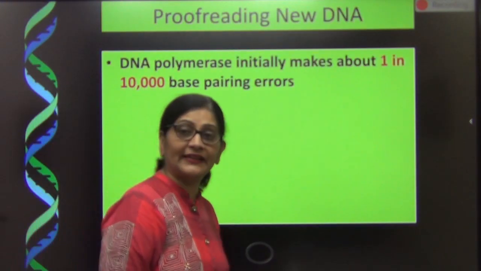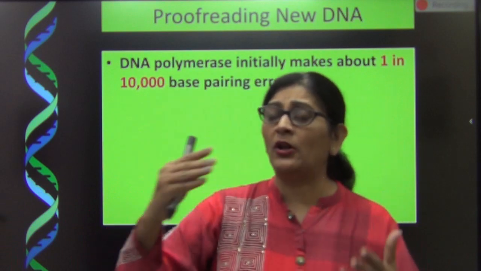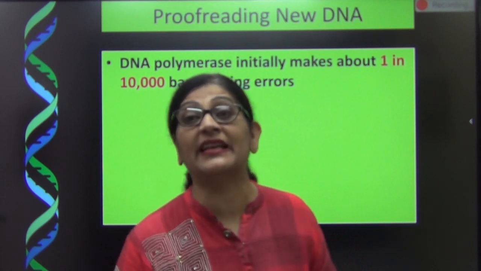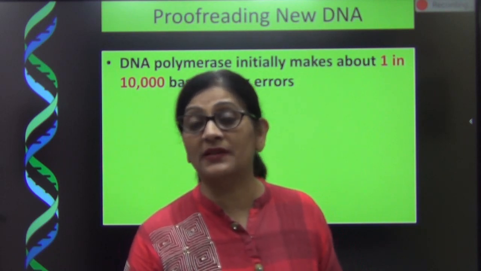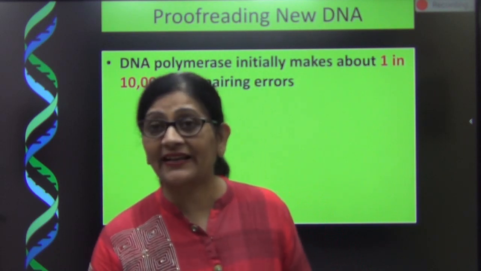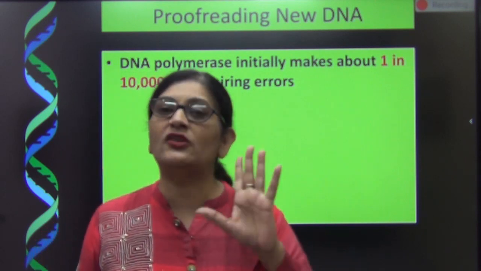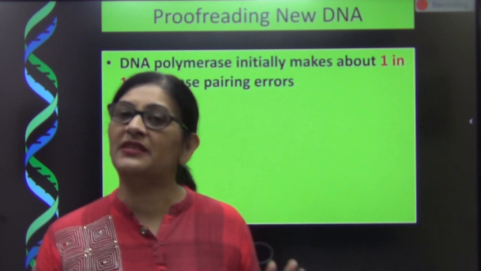Now I told you that in DNA, the polymerization is at a very high speed, approximately 2000 nucleotides per second. Now that's too fast. I said that they do it with a lot of accuracy, but still 1 in 10,000 they make a mistake.